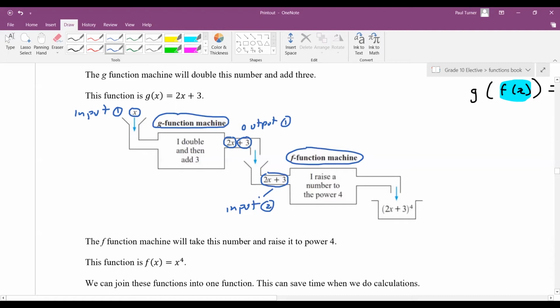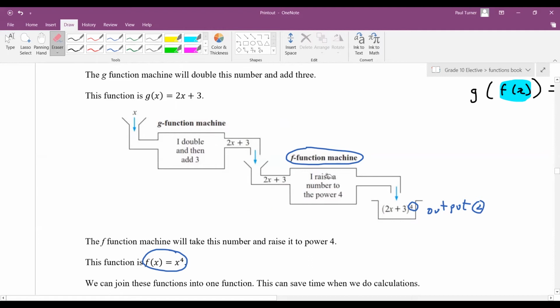So that's your new input. And then this is telling you what to do to the number. I raised the number to power 4. So that's actually written down here. This is your f function. So whatever you got from here, you'll raise that to power 4 here. So this will be your output 2. Output number 2.